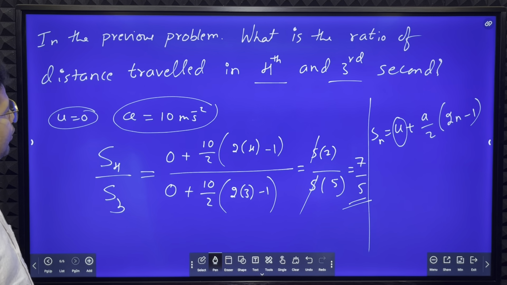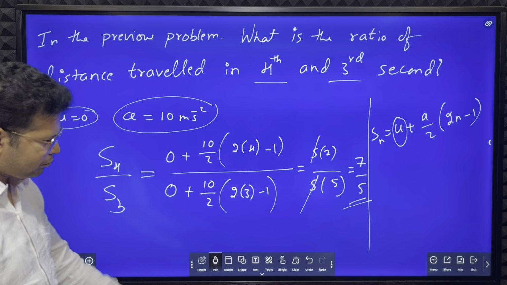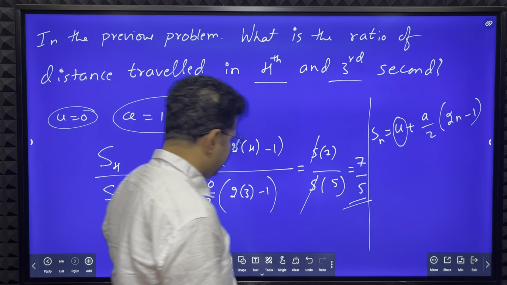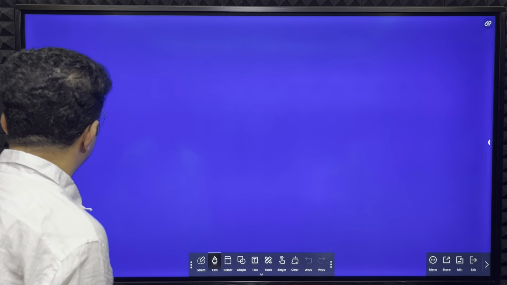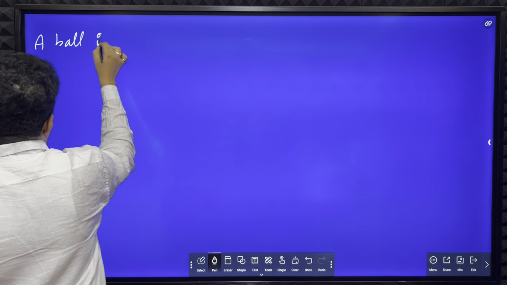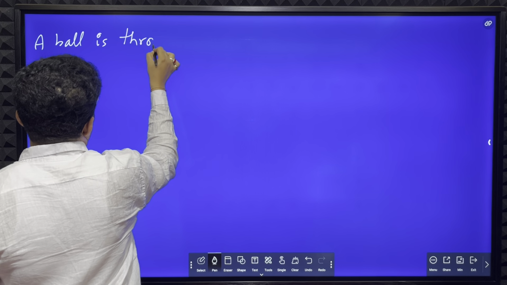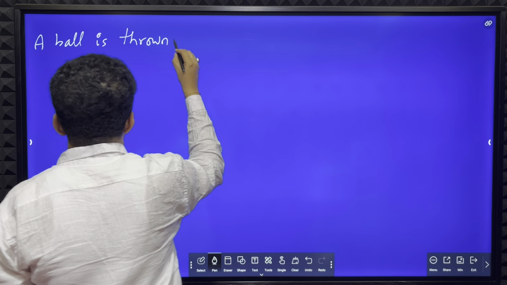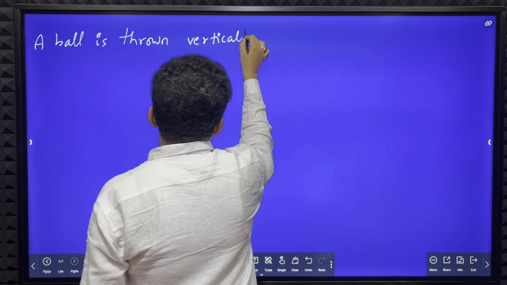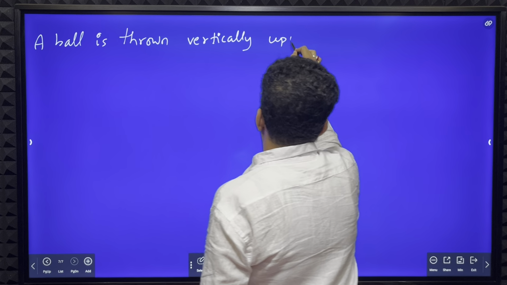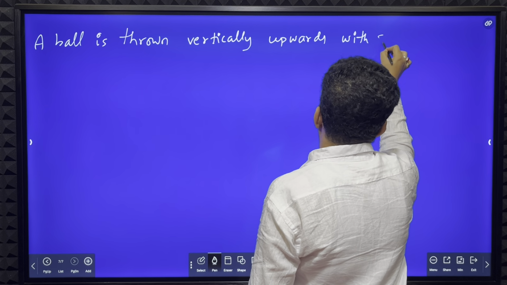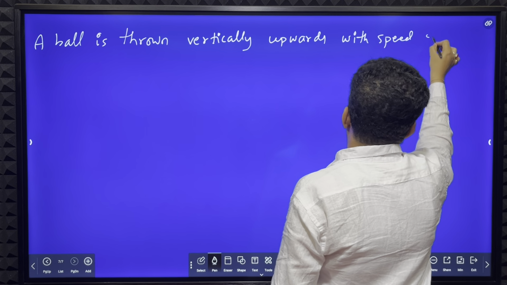Now, one more simple example. Let me solve one more simple example. Write the problem. A ball is thrown vertically upwards with the speed 20 meter per second.